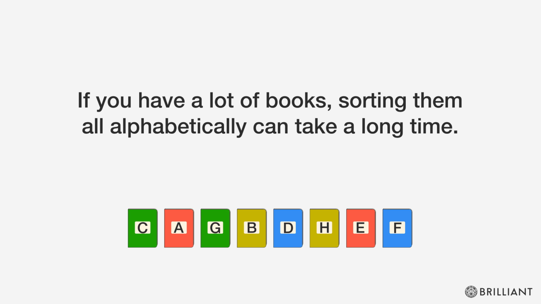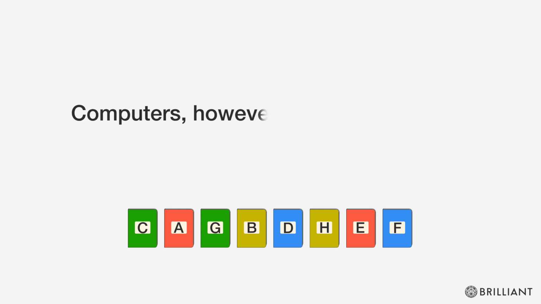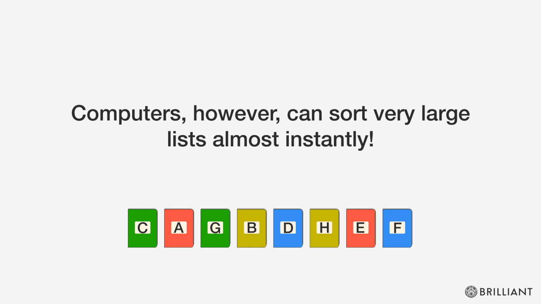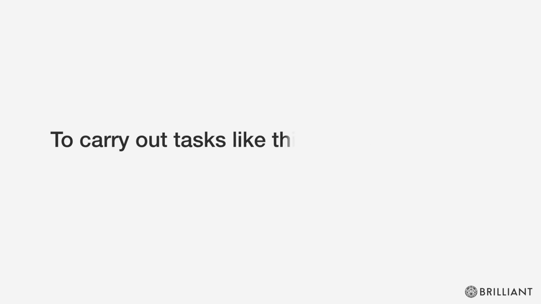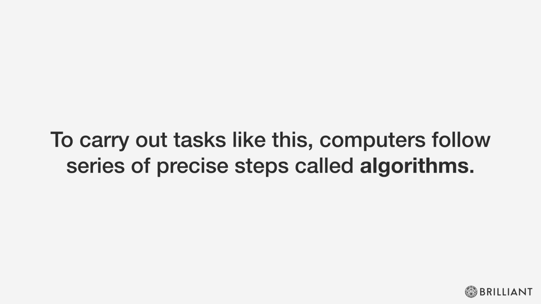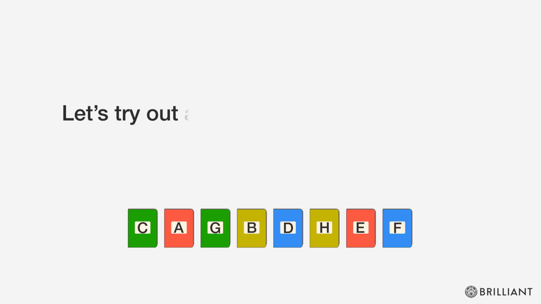If you have a lot of books, sorting them all alphabetically can take a long time. Computers, however, can sort very large lists almost instantly. How is this possible? To carry out tasks like this, computers follow a series of precise steps called algorithms.